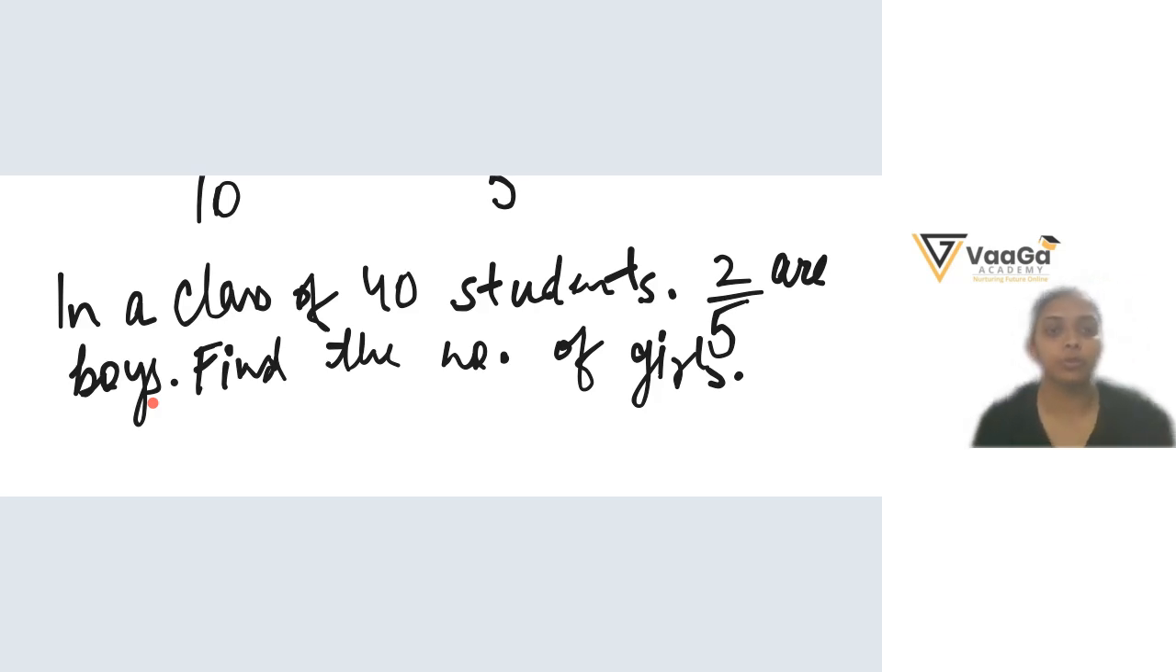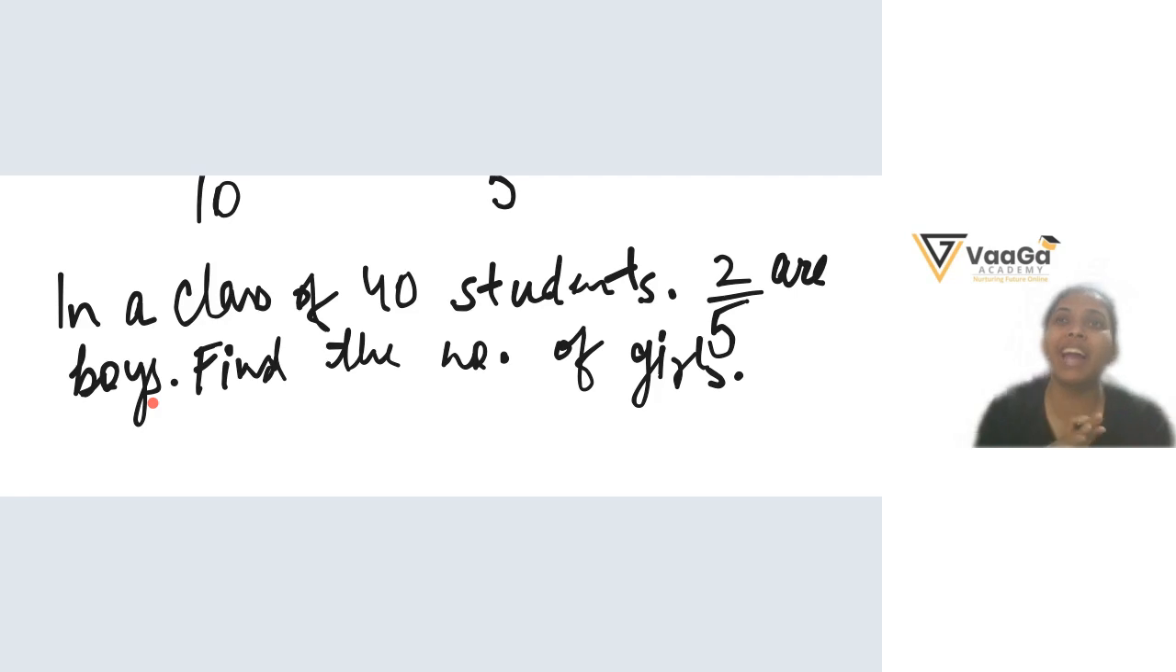Okay. In a class of 40 students, there are 2 by 5 boys, find the number of girls. Okay. Ma'am, we will subtract our 2 by 5 from 40. No, why will we subtract 2 by 5 from 40?